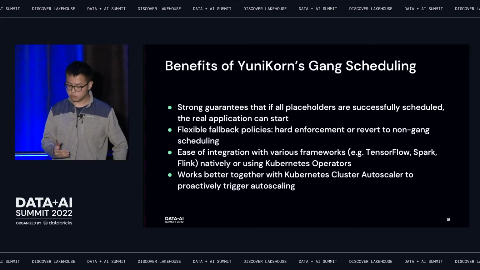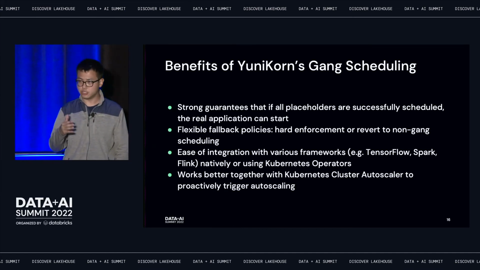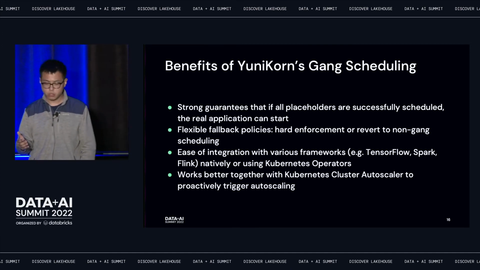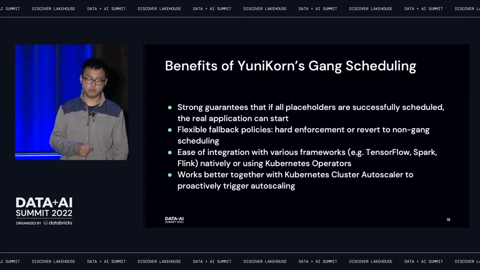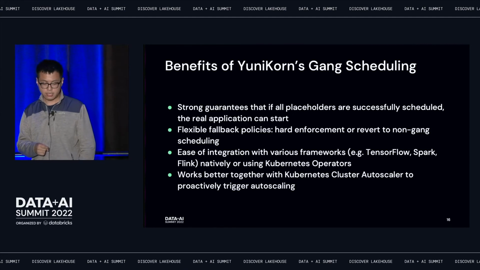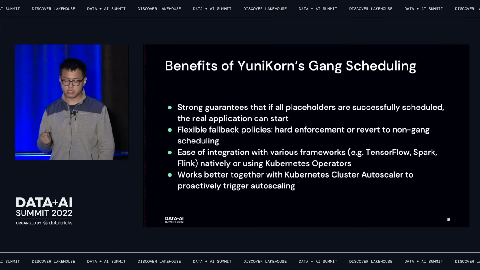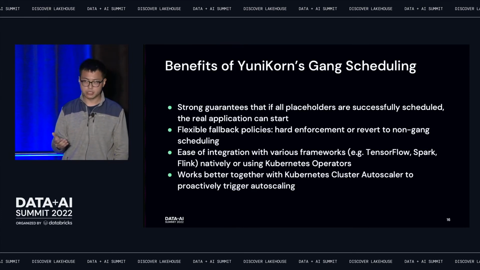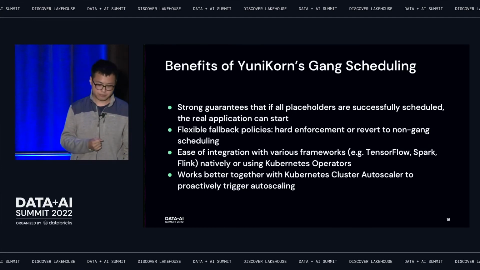Also, YuniKorn offers flexible fallback policies. You can either do hard enforcement, which means that if after the initial expiration period, the gang requirements cannot be met, then you fail the application. Or another option is to revert to non-gang scheduling if you want that option. And very importantly, YuniKorn's implementation of gang scheduling based on placeholders offers very straightforward integration with various frameworks like Spark and Flink using operators, or you can also integrate those with your framework natively.